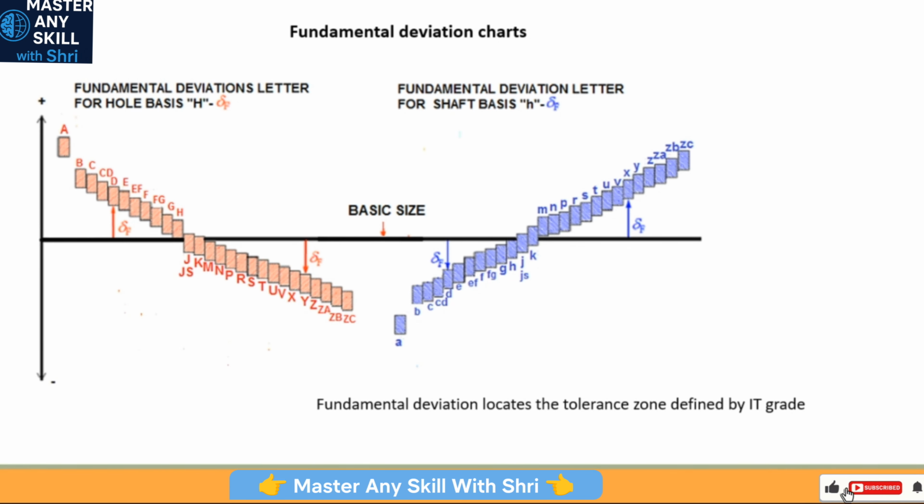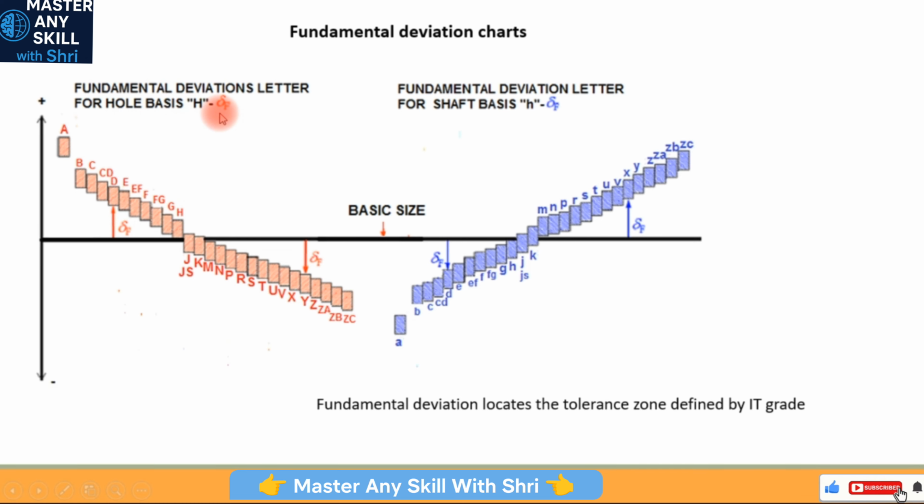And here is a chart of fundamental deviations, which tells us the various fundamental deviations that can be selected in the standard. For the hole, they are generally denoted with a capital letter A, B, C, D all the way till ZC, and for the shaft they are denoted with a small letter, as you can see here. The fundamental deviation here is defined by this delta F value. If we consider the tolerance zone D, it is located at the fundamental deviation of delta F from the basic size.